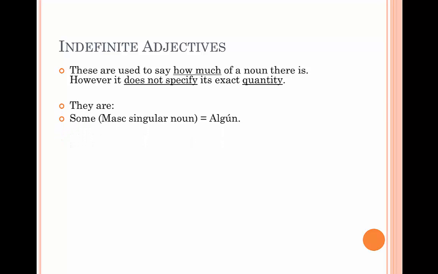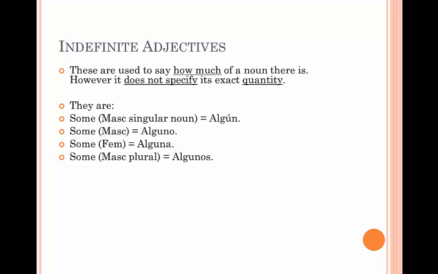We have algún, which is used to say some. This is the masculine singular version. If we want to use the masculine version, we just say alguno. If we're using the feminine version, alternatively, we use alguna. However, if we want to say masculine plural, instead of saying algún, we use algunos. And if we're going to use the feminine plural, we say algunas, to say some.